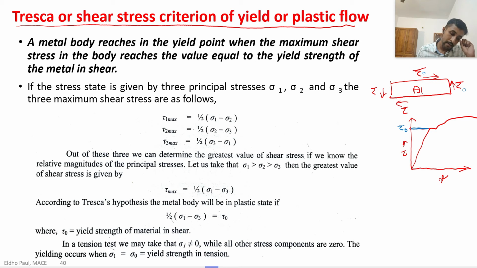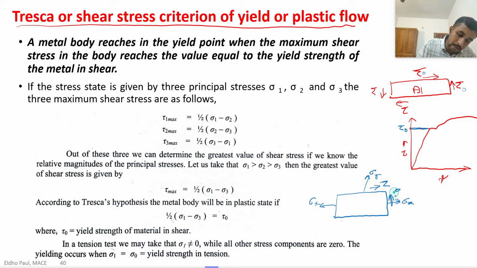Next, we take the same aluminum material, subjected to a complex state of stress. For example, this is sigma y, sigma x, and tau. It's a complex state of stress condition. Similar to the previous case, I want to calculate the state of stress at this point. What do we do? We calculate the principal stress values: sigma 1, sigma 2, sigma 3 are the principal stress values.